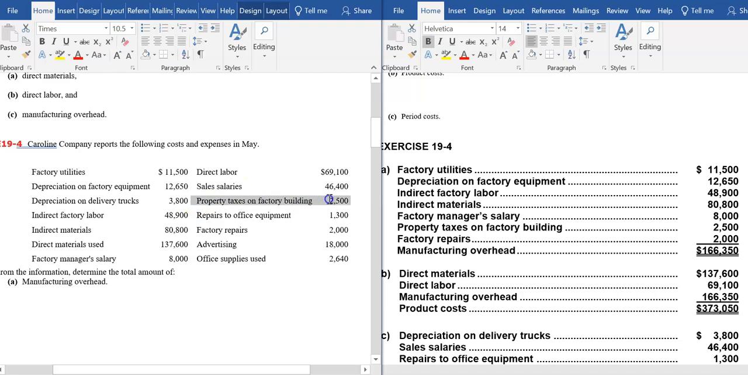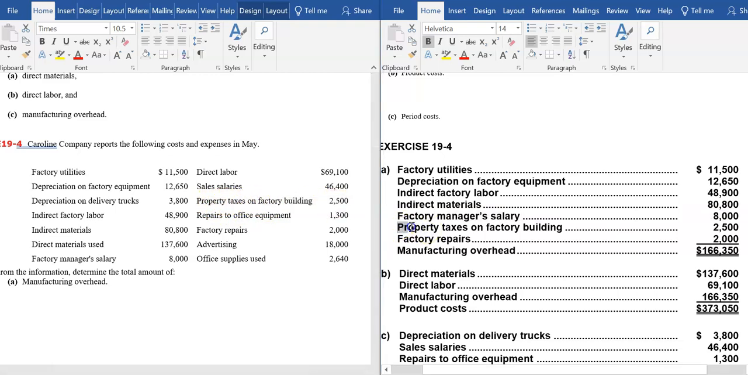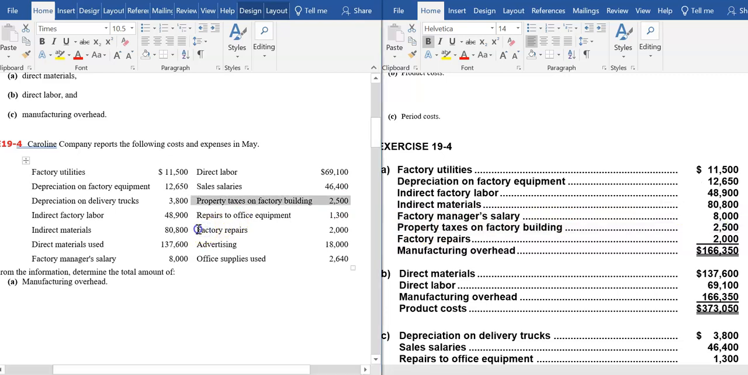Property taxes on the factory building. This is also a cost of making the product because it has to do with the factory. It is not a direct cost. It is an indirect cost. It will be included in our overhead cost. I've missed one, repairs to office equipment. This has nothing to do with the factory, nothing to do with making the product, so this cost would be a period cost.